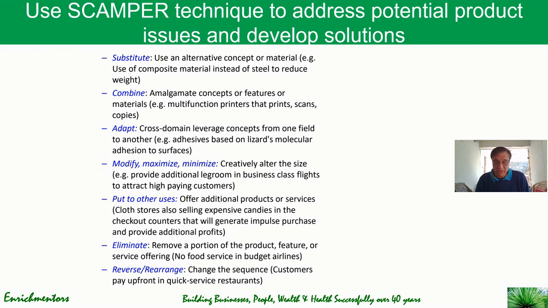You can eliminate part of the product, an element of the product, and make out a different option. And you can reverse or rearrange the sequence of things happening, especially in terms of the process. These things can give you many combinations and many options for you to develop alternate design concepts, as we will see. So let's look at the example of the water purifier.